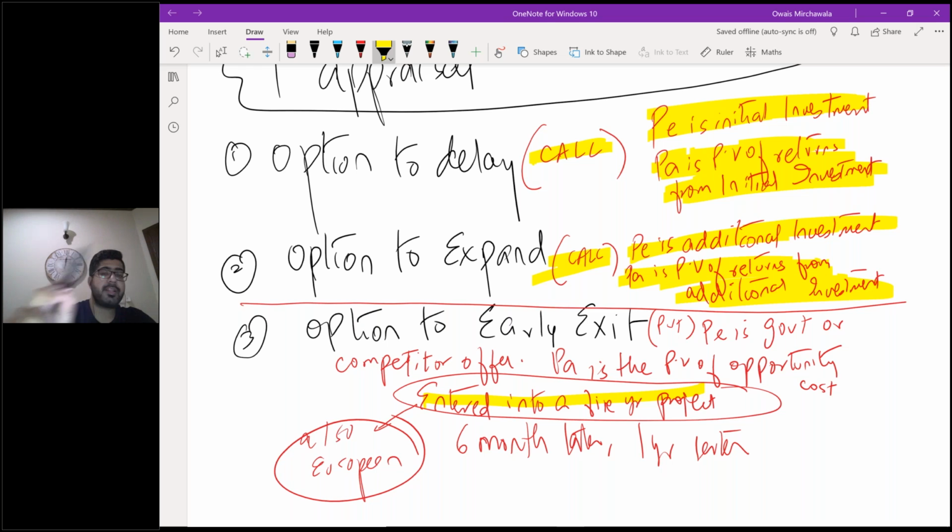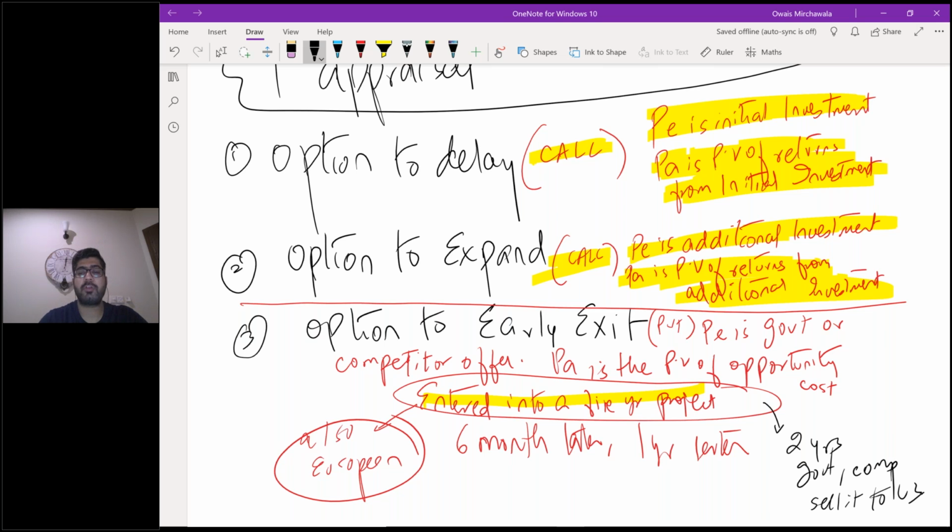Let's suppose you enter into a 5-year project, and suddenly after 2 years, some government or some competitor comes and tells you, okay, you have run this project for 2 years out of 5, sell it to us. They will give you a good price. Sell it to us, don't continue this. This is not an obligation. They're giving you a choice. This is called option to early exit.